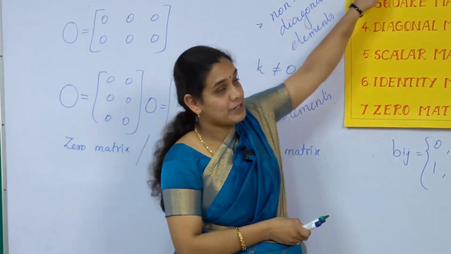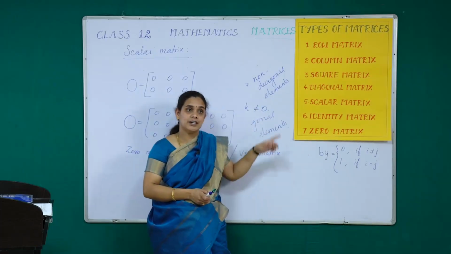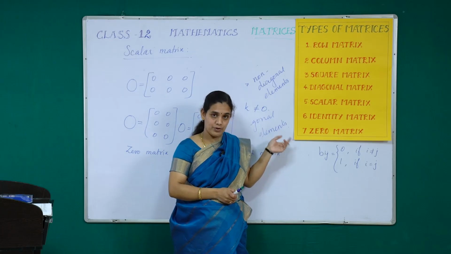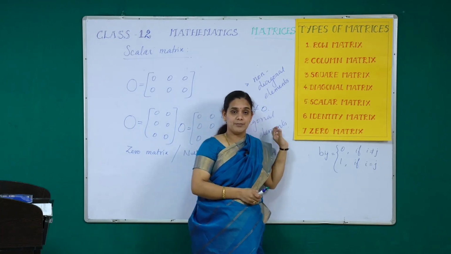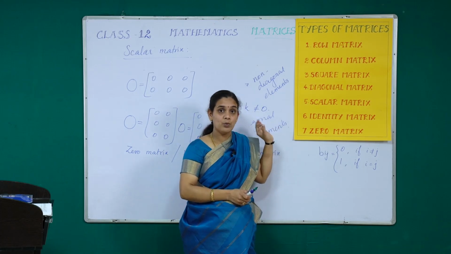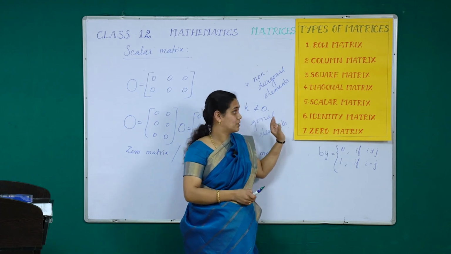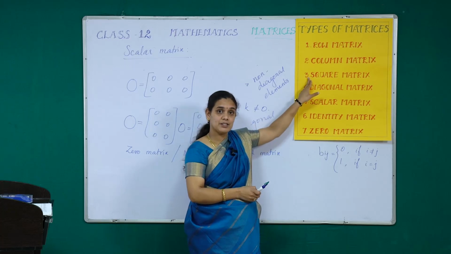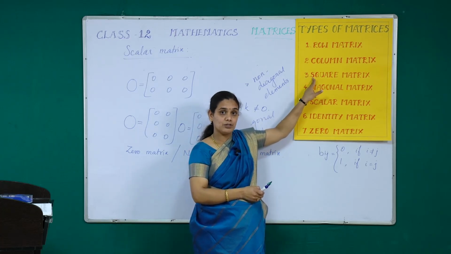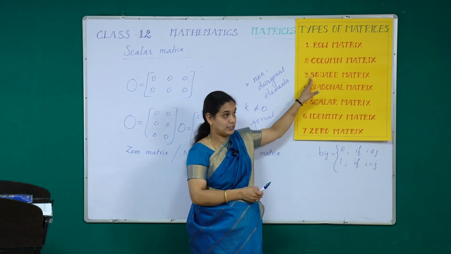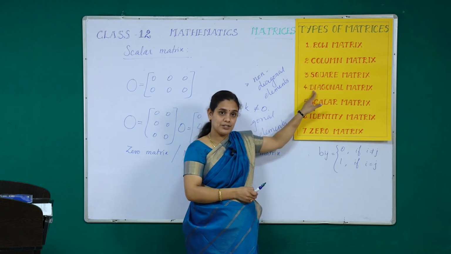The first one is row matrix. What is a row matrix? It's a matrix which has only one row and any number of columns. And what is a column matrix? It is a matrix which has only one column and any number of rows. And what is a square matrix? It is a matrix in which the number of rows is equal to the number of columns, that is m equal to n.